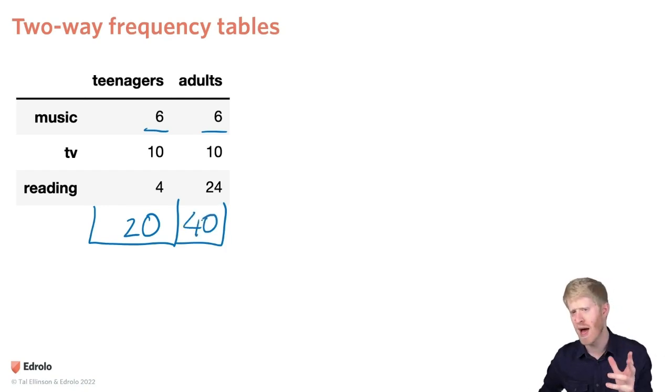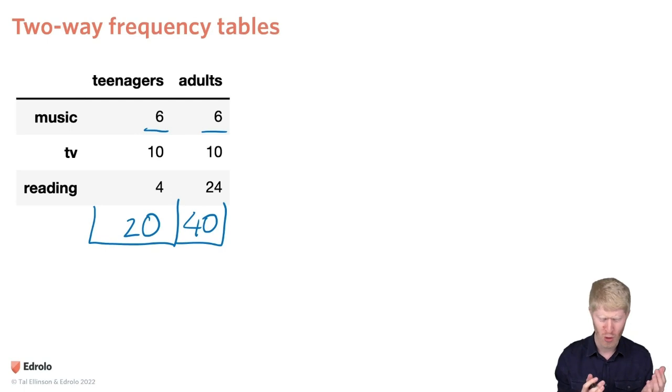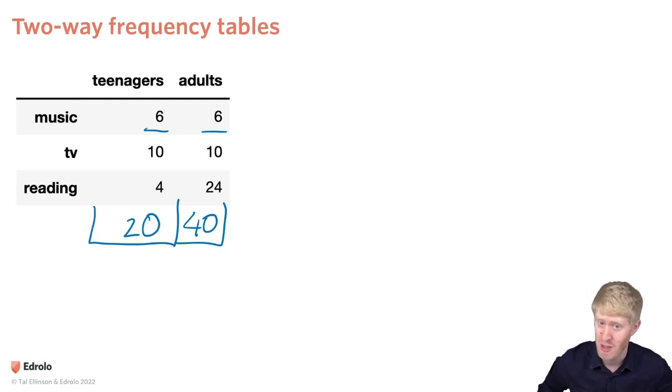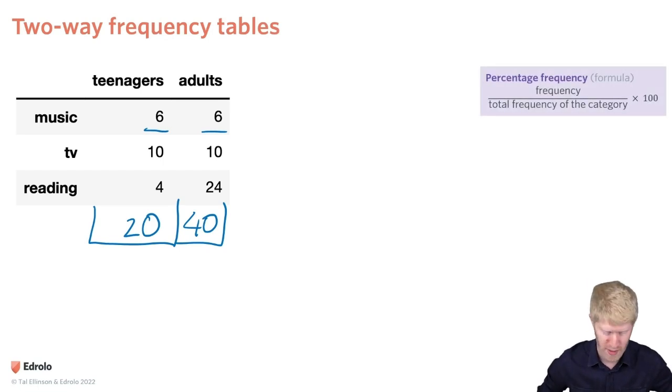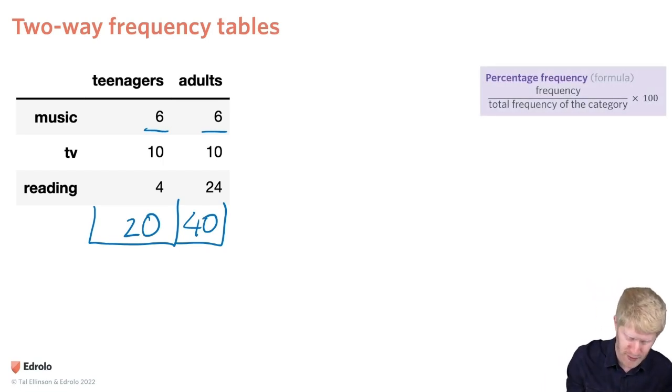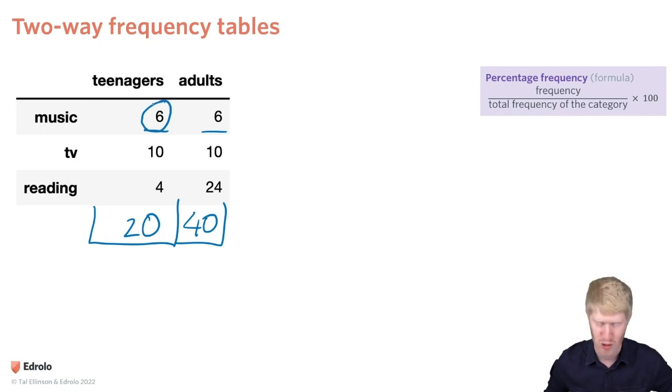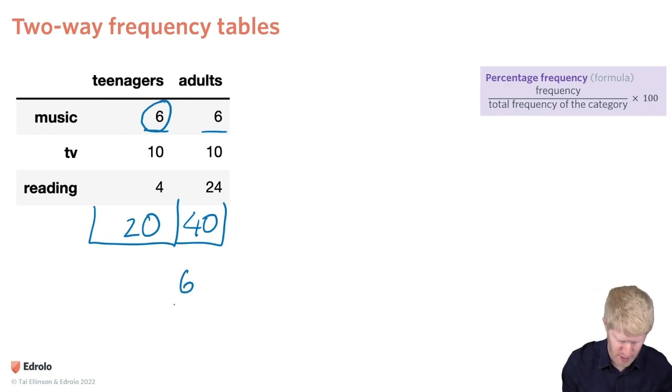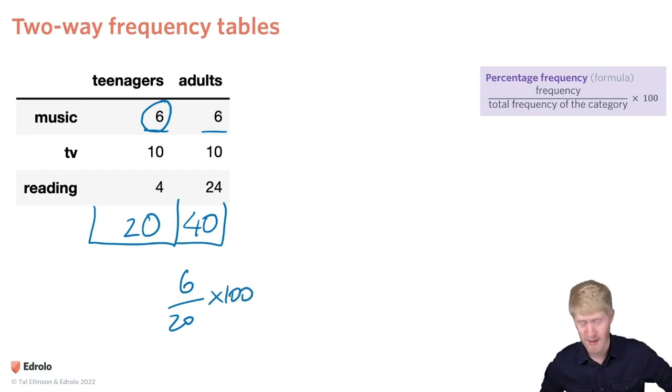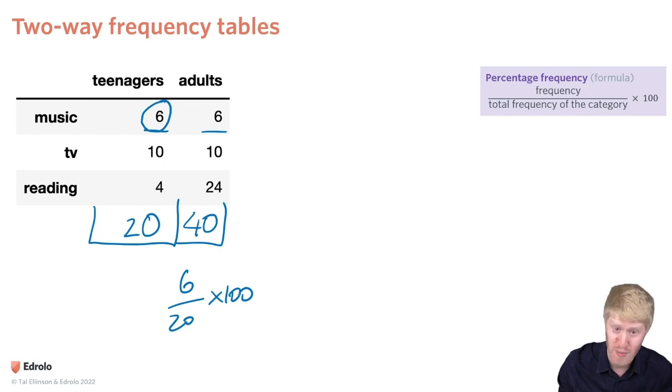So if I really want to analyze this question of who likes music more, I'm going to have to put up percentages. Now back in Chapter 1, we looked at how to find the percentage frequency. It was with this formula over here, and I'll do an example for you. Let's say I wanted the percentage frequency of teenagers who like music. I would take my 6, I divide it by 20, I times it by 100, and 6 out of 20 is the same as 3 out of 10. It's going to be 30%.